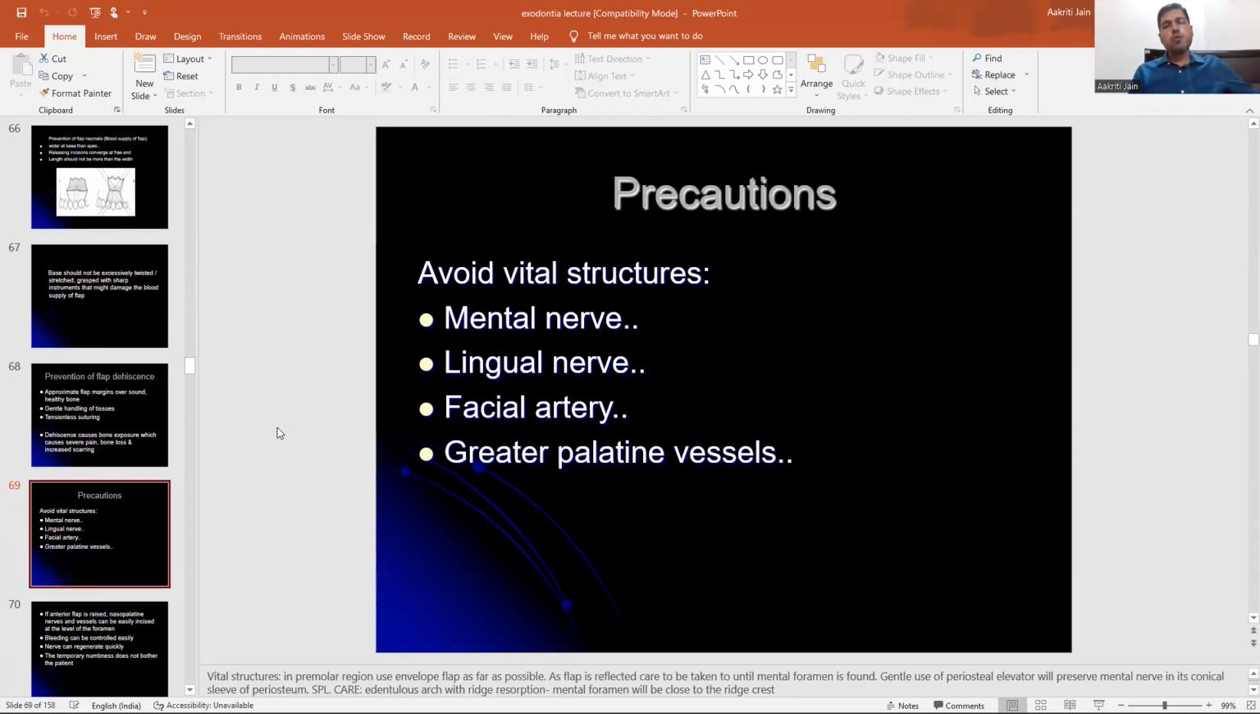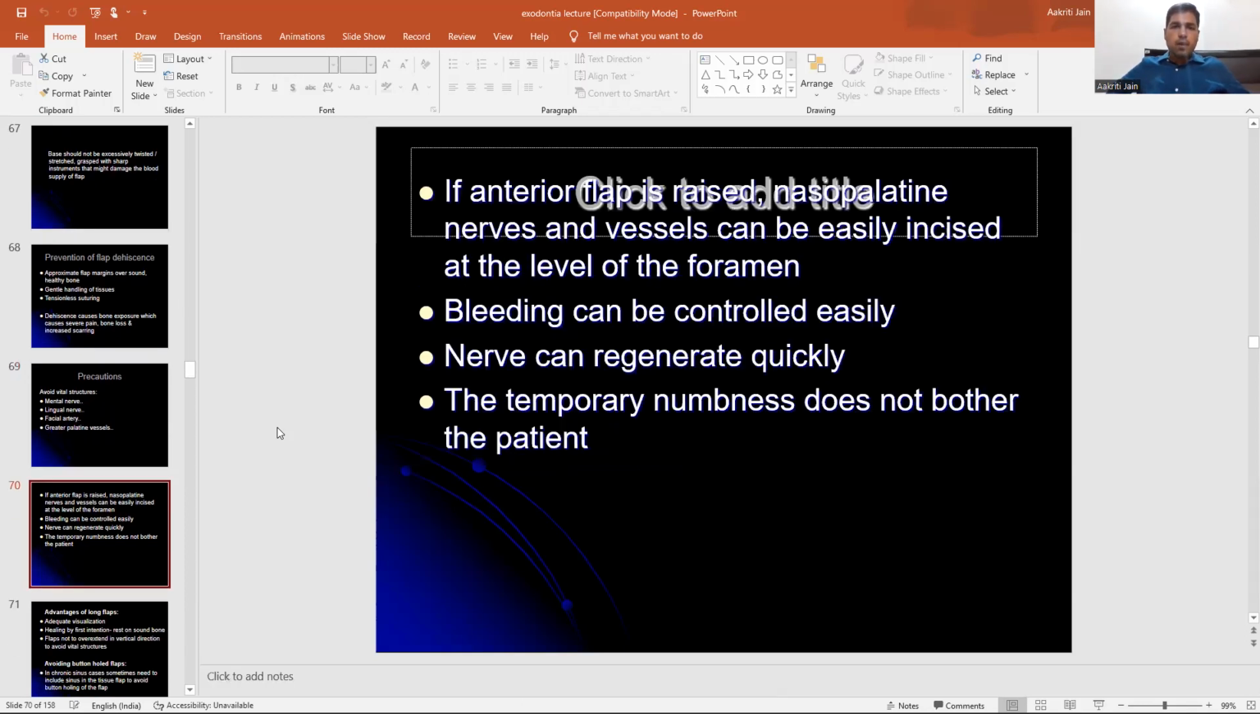Following are the precautions to be observed. Avoid vital structures like mental nerve exposure, lingual nerve damage, facial nerve or artery damage, and greater palatine vessel opening. If an anterior flap is raised, the nasopalatine nerve and vessels can be easily incised at the level of the foramen. Bleeding can be controlled easily by applying pressure. The nerve can regenerate quickly, and temporary numbness does not bother the patient.